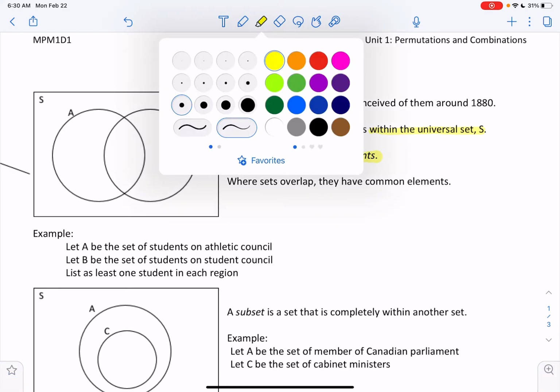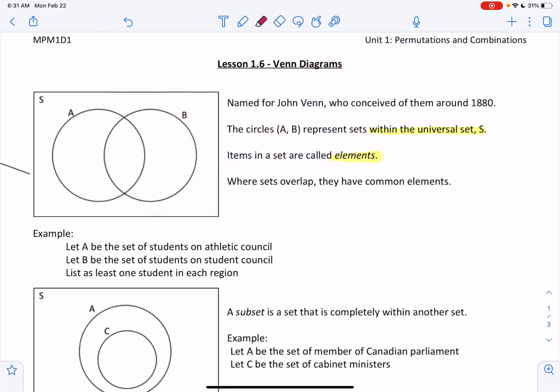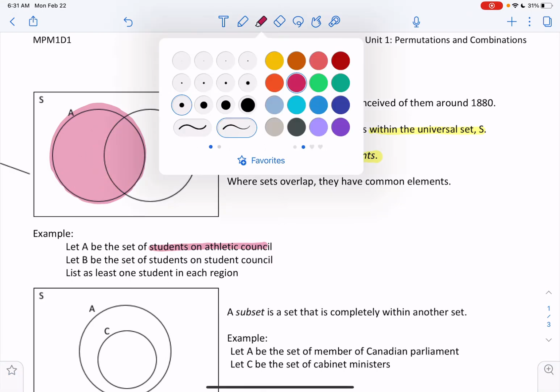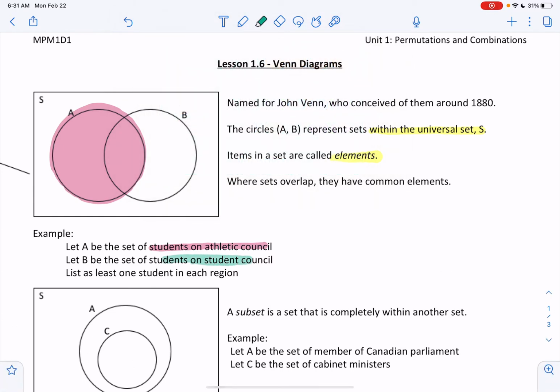So for example here, if we let set A be the set of students on athletic council, that would encompass all the students who are in this circle here. And then if we let set B be all of the students on student council, then that would encompass all of the students here. Now the area where they overlap in the middle there represents students who fit into both councils. So students who are on both athletic council and student council would be in the middle of the diagram here.